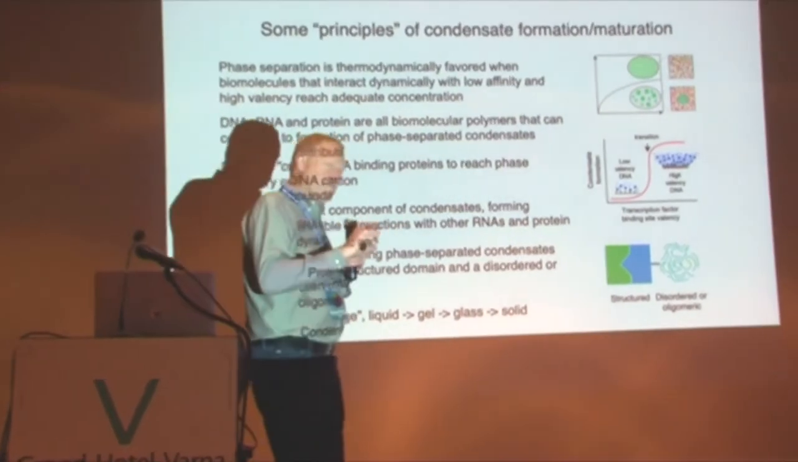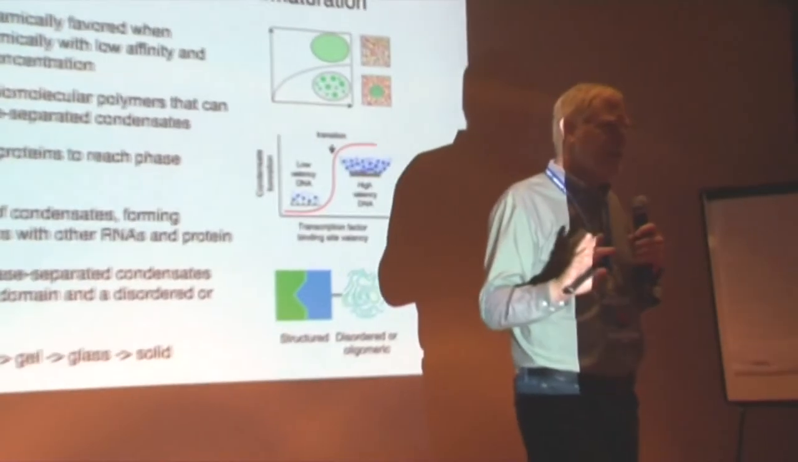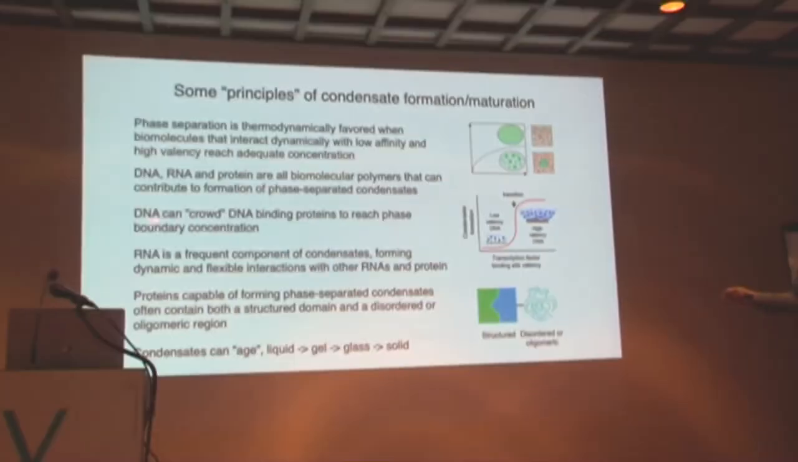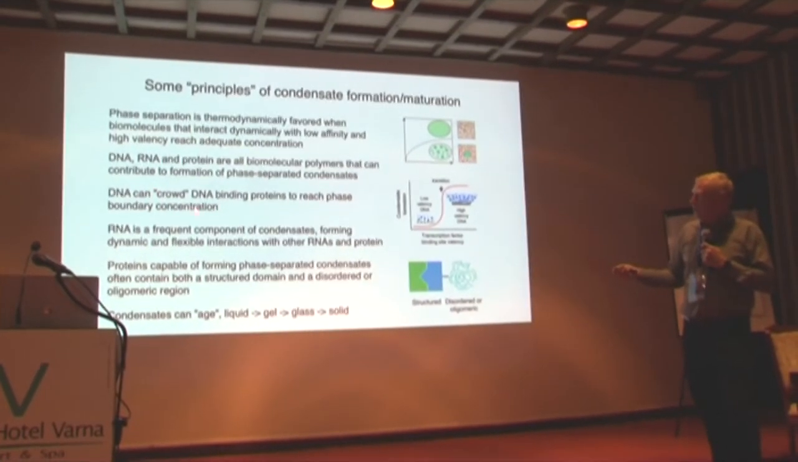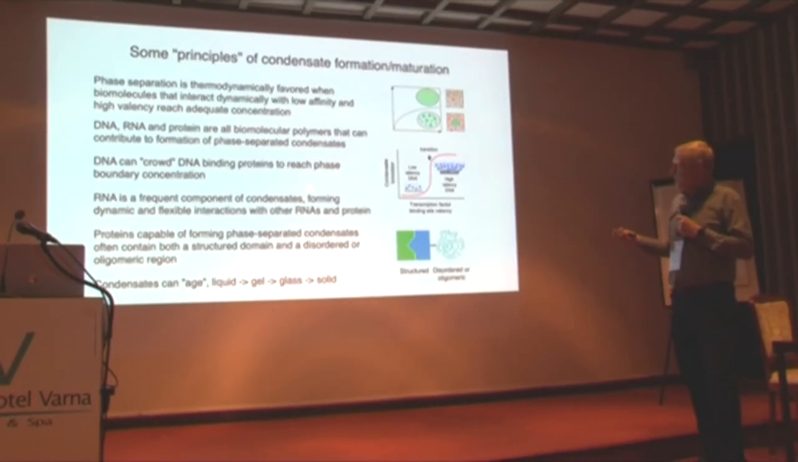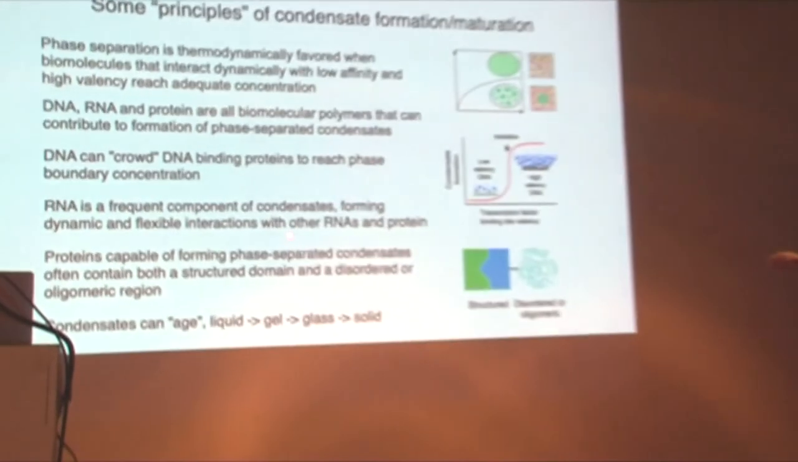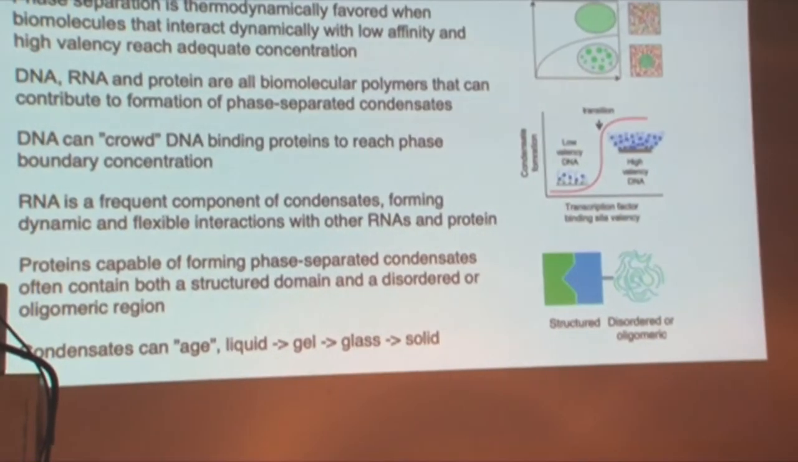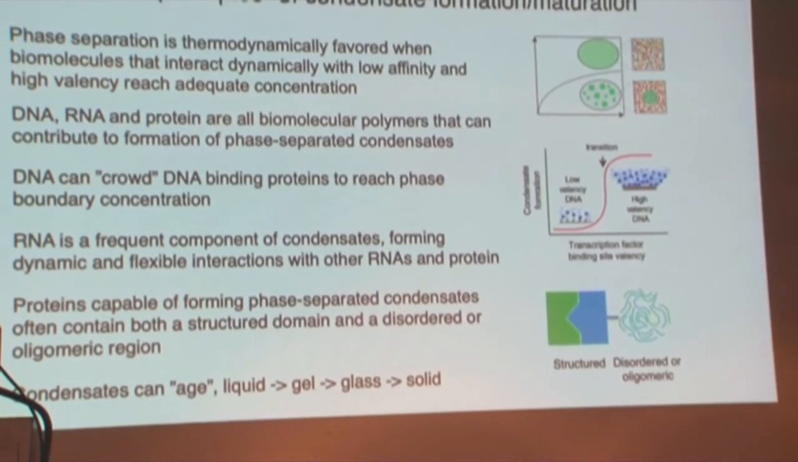In molecular biology, the molecules we're most interested in, DNA, RNA, protein, are all polymers. And of course, in polymer chemistry, phase separation and condensation is not a new concept. But here, the concept is that the transcription factors I told you about earlier can be crowded on a region of the genome to a level where they may reach a concentration where they demix. RNA is a frequent component of these condensates, and many proteins in the nucleus, at least, are RNA-binding proteins that bind with low affinity.